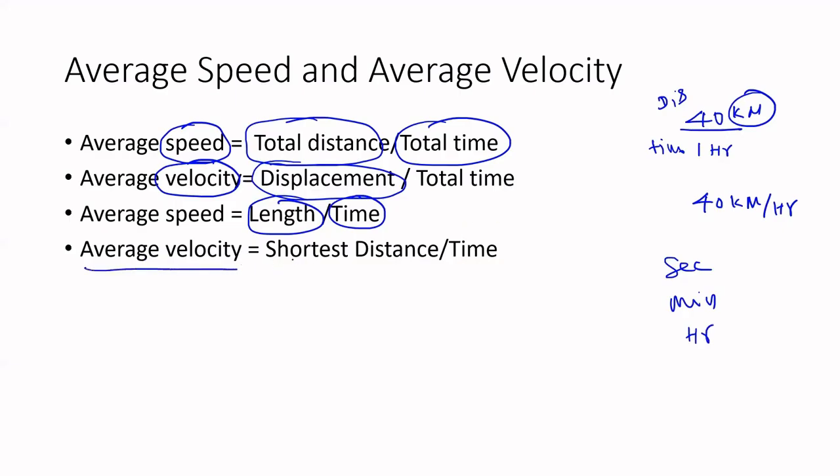Average velocity equals shortest distance divided by time. Speed is length divided by time, that is, traveled distance divided by time. Velocity is shortest distance divided by time.